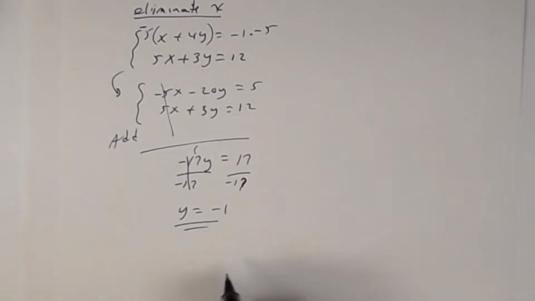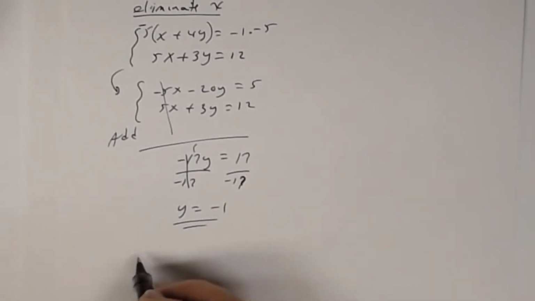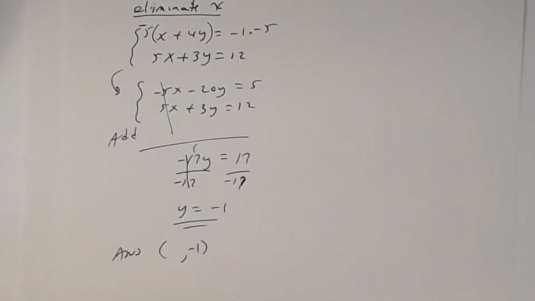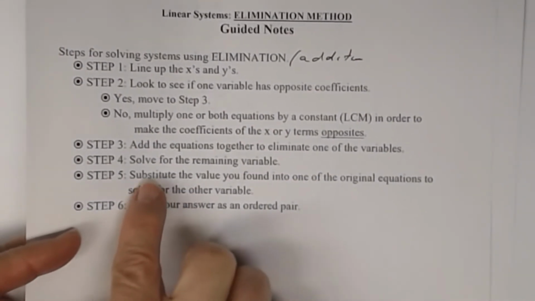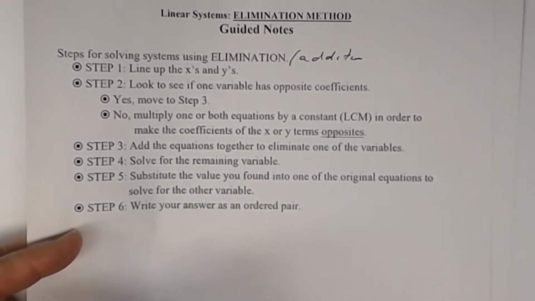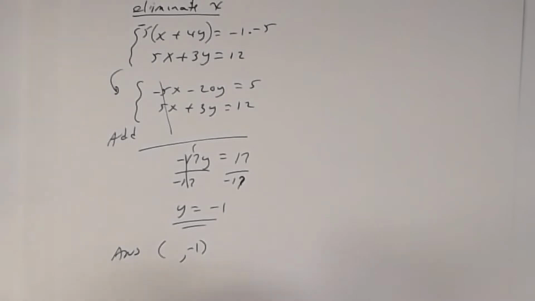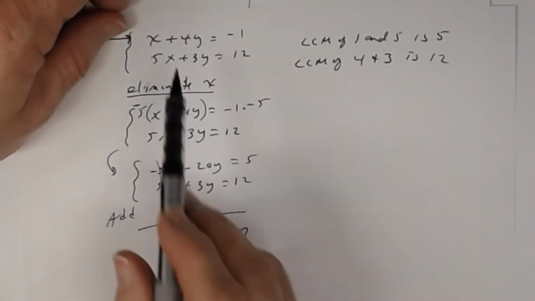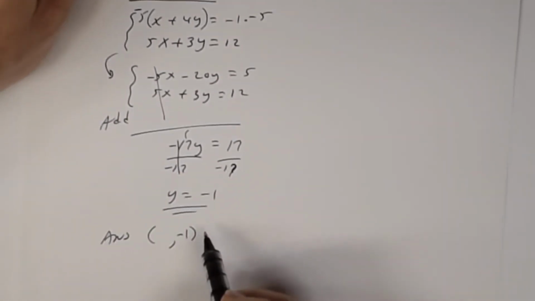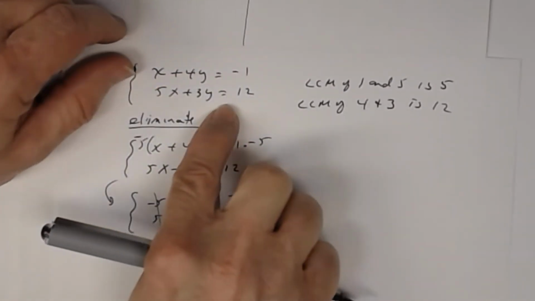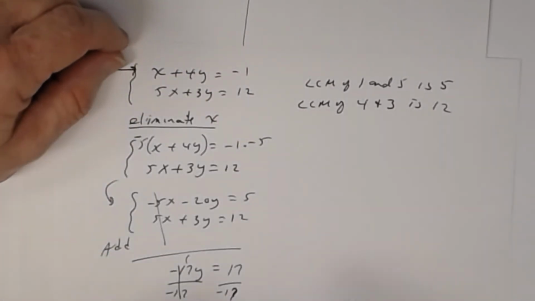So I found my y coordinate. So far, my answer has y coordinate of negative 1. But now I got to find x, right? So to find x, you got to substitute the value you just found into one of the original equations to solve for the other variable, and then write your answer as an ordered pair. So go back to the original. Always easy to go back to the original now. Wherever I see the variable y, I'm going to substitute negative 1. It does not matter which one you use. I'm going to just go ahead and use the first one.